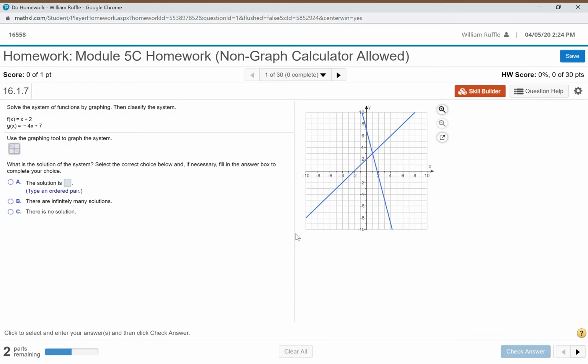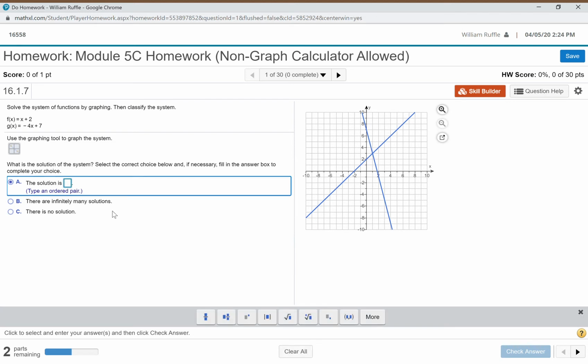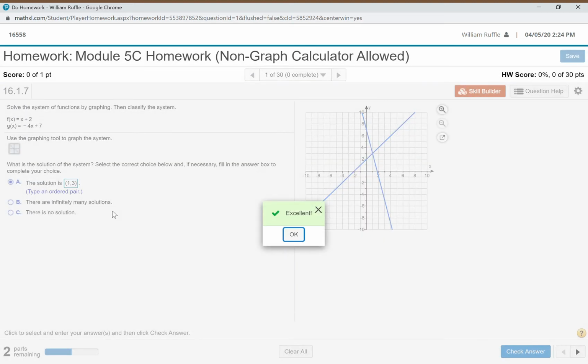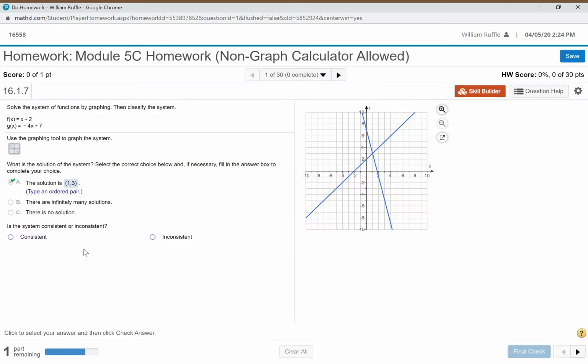Now I have to label the intersection. The solution here is (1, 3), close parenthesis, check. Okay. This one, consistent and inconsistent. Well, inconsistent, I should see two parallel lines. These are definitely not two parallel lines, so it's got to be consistent.